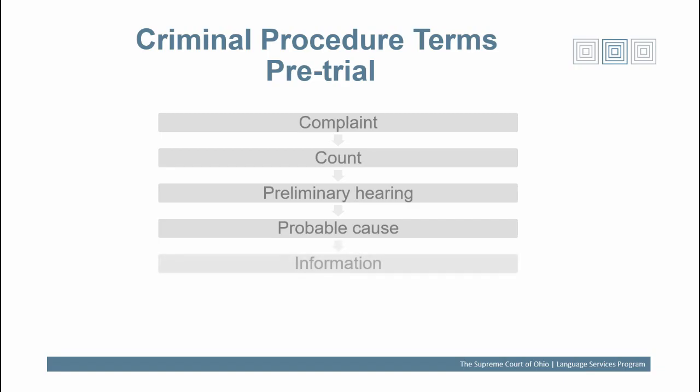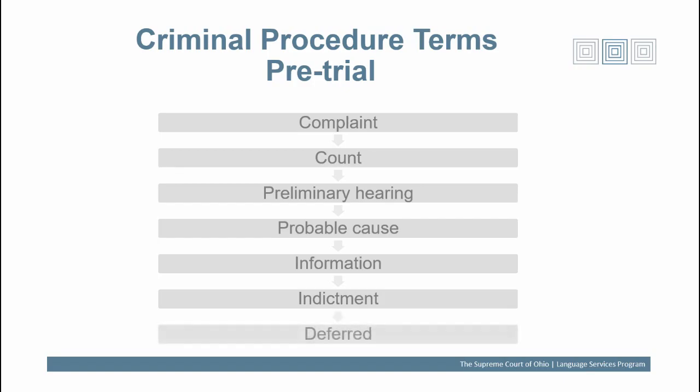Information. A written accusation charging a person with a crime. Indictment. A formal charge by a grand jury saying there is enough evidence that the defendant committed the crime. Deferred. A deferred judgment means that although you plead guilty, no conviction will go on your actual criminal record.